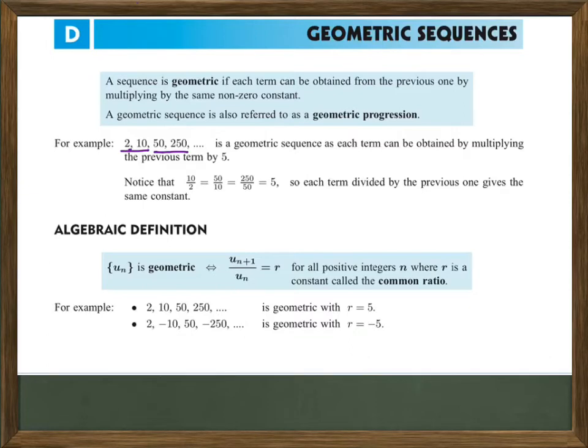So how do we find out whether this is a geometric series, an arithmetic series or a harmonic series? We can find 10 by 2, what is the value? 50 by 10, 250 by the previous number, we divide each by the previous number. So 10 by 2, what is the value? 50 by 10, what is the value? And 250 by 50, what is the value? Every time we are getting 5.